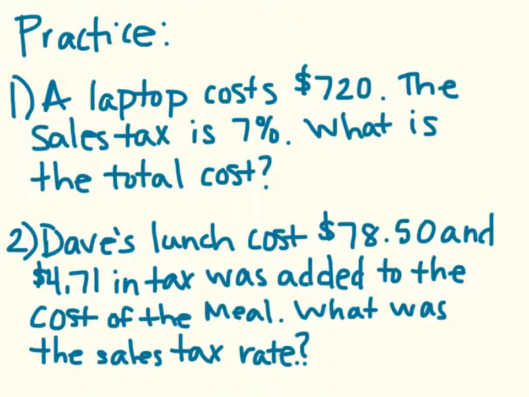Here are 2 practice problems to try on your own. In problem 1, we have a laptop that costs $720. The sales tax is 7%. What's the total cost of your bill? And in the second problem, we have Dave's lunch costing $78.50, and we're adding a tax of $4.71. So what was the sales tax rate? In other words, what percent of $78.50 is $4.71? All right, good luck. Press pause while you work, and I'll see you in a moment for another idea.